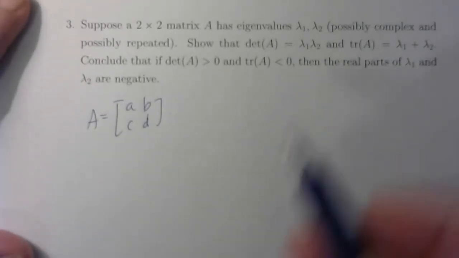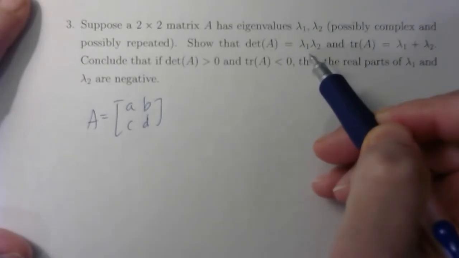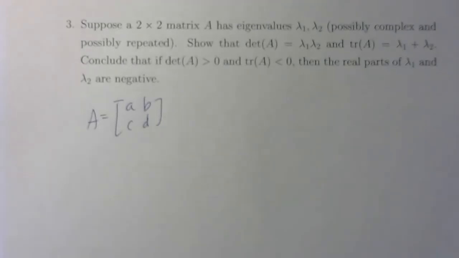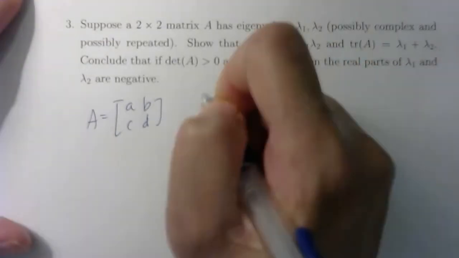I don't know if you remember this, but the determinant is the product of the eigenvalues, and the trace is the sum of the eigenvalues. So we can show that really quickly. Maybe if you don't remember it, it'll stick in your head more. This is a totally useful thing because we can use this to determine signs of eigenvalues without finding their actual values, if we don't care about what the values actually are.